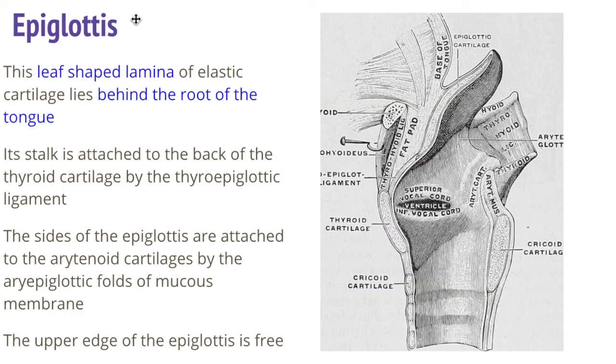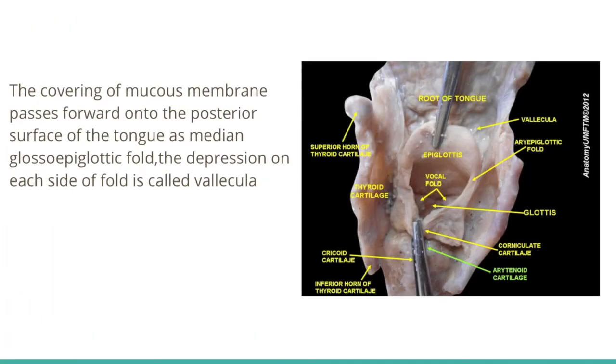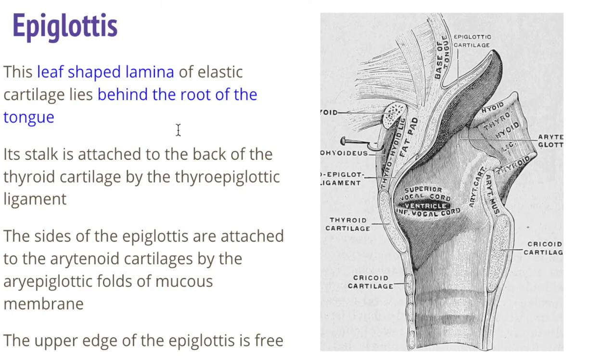Now coming to our last unpaired cartilage, which is the epiglottis. Okay, if we were to see it from a cut section of the larynx, we would see something like this. This is the epiglottis. So the epiglottis is a leaf-shaped lamina of elastic cartilage behind the root of the tongue. Its stalk is attached to the back of the thyroid cartilage by the thyroepiglottic ligament. And the sides are attached to the arytenoid cartilages by the aryepiglottic folds of mucous membrane.